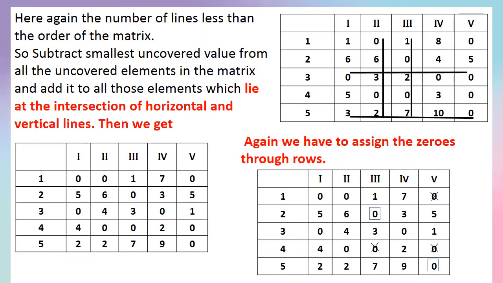Here again the number of lines is less than the order of the matrix, so we have to follow the steps again. We subtract the smallest element not covered by any of the lines from the uncovered elements and add it to the elements which exist at the intersection of lines. So we are getting a new matrix here, that is 0 0 1 7 0, 5 6 0 3 5, 0 4 3 0 1, 4 0 0 2 0. So we have to assign through zeros along the rows.